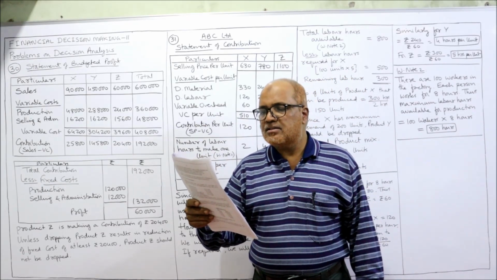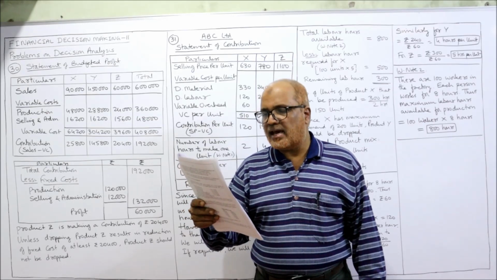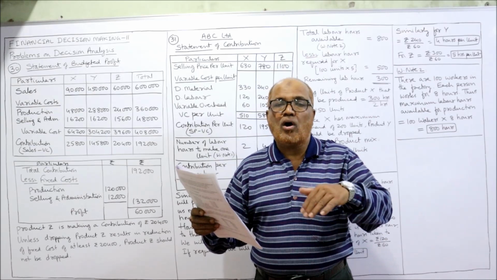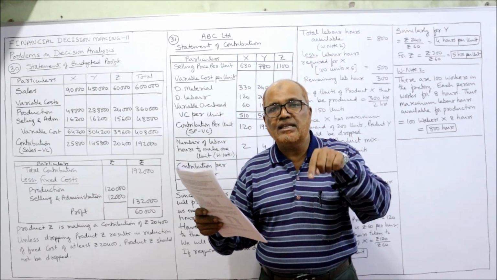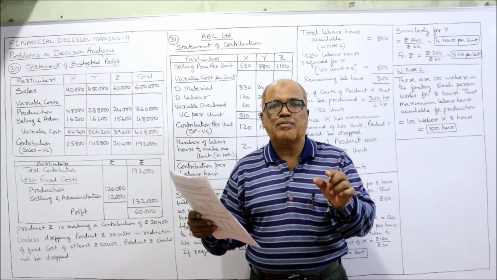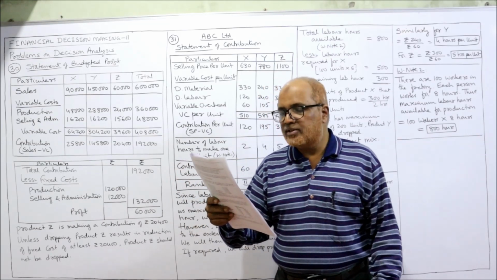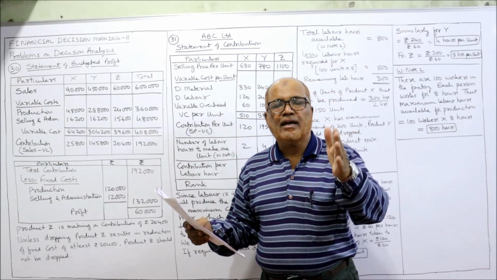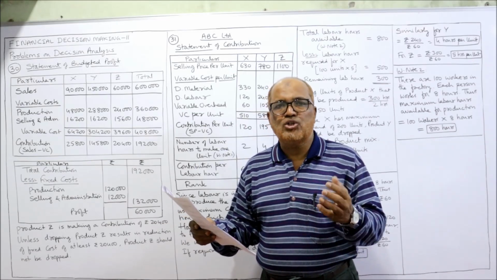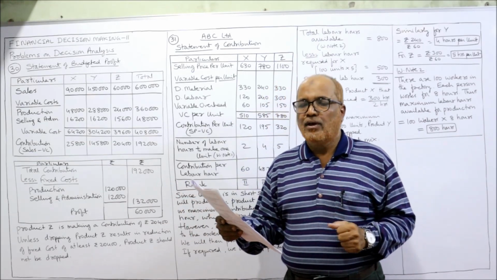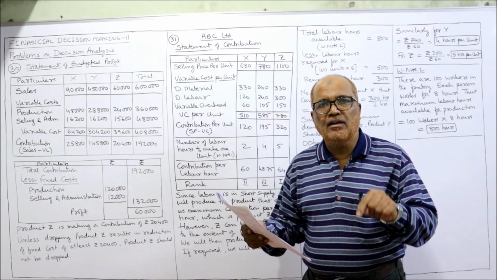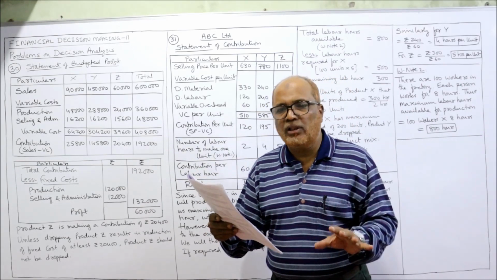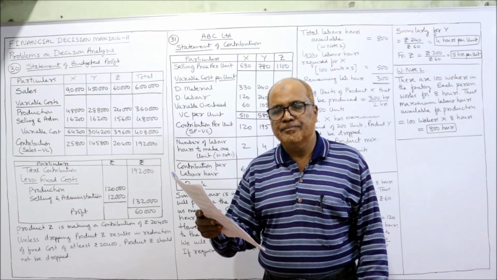And Z product, 60,000 sales and 61,800 cost. The cost is more than sales. That means this product is incurring loss. How much loss? 1,800 loss. So out of three products, X product and Y product are generating the profits, whereas Z product is incurring loss. So finally, the total profit combined of all the three products is 60,000.